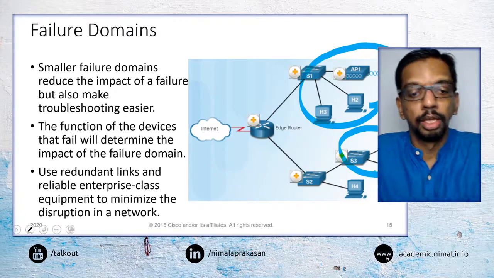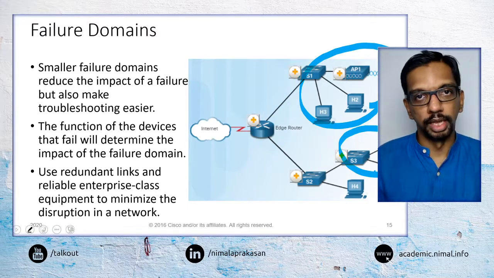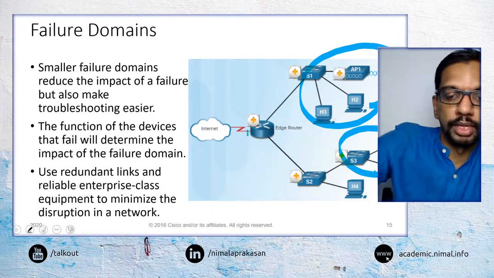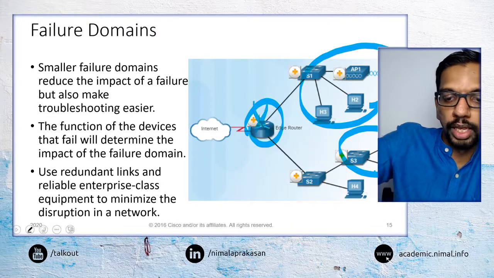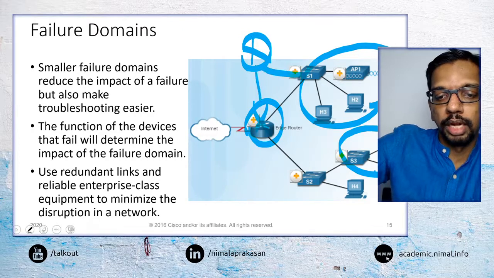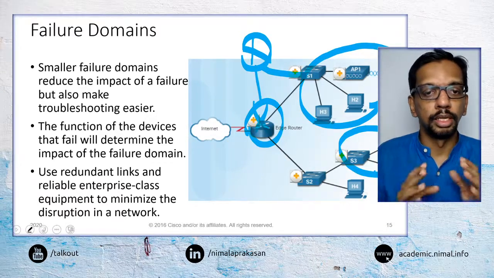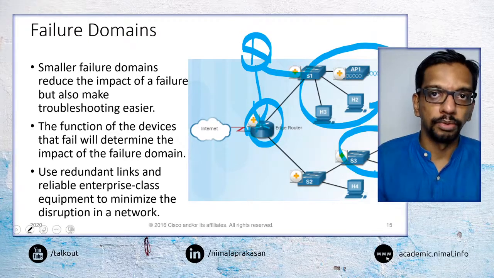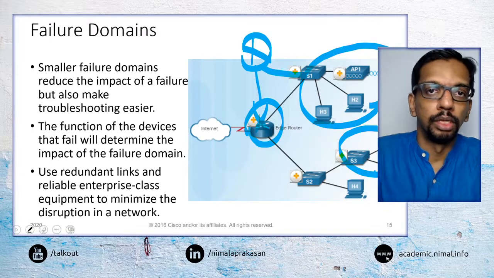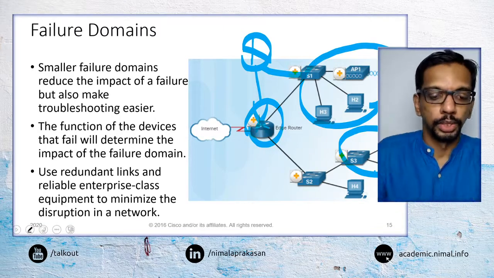as much as possible. And one of the other things that we would do to reduce the failure domain sizes is using redundant links. So if we have a single router here, if that one fails, all of these things are going to fail. But if we have a redundant router in place of that, now that can take over when one of these things is failing. So the failure domain is now reduced, and the impact of the failure can be reduced in that case. So that is one of the main things that we will do when we are building these types of high availability, reliable networks.